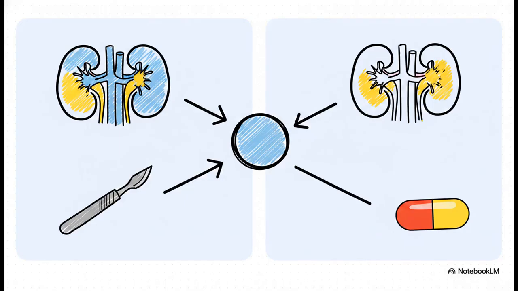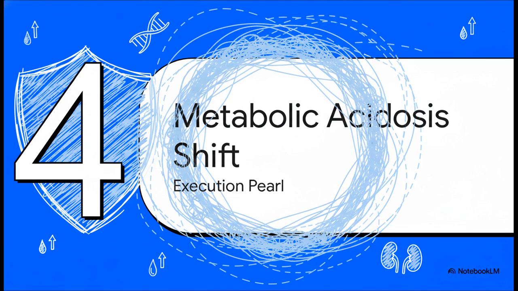This adrenal vein sampling, or AVS, dictates your entire game plan. If the AVS shows a unilateral spike in aldosterone, okay, it's Conn syndrome and surgical resection is your cure. But what if the aldosterone gradient is totally equal bilaterally? Well, that nodule you saw in the MRI is just an incidentaloma. The true diagnosis is bilateral adrenal hyperplasia. Surgery isn't going to fix this. You have to pivot entirely to medical management, specifically using an aldosterone receptor antagonist like spironolactone or eplerenone. Which leads us perfectly into Section 4, our executional pearl, the metabolic acidosis shift.